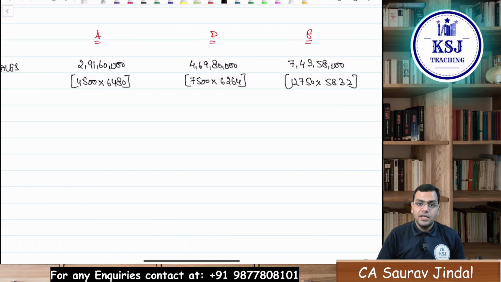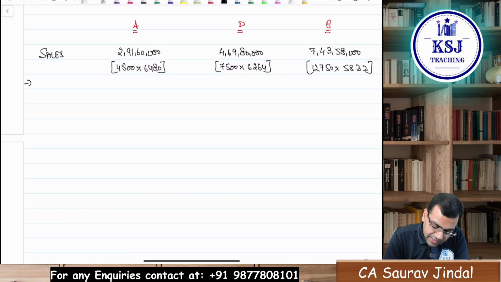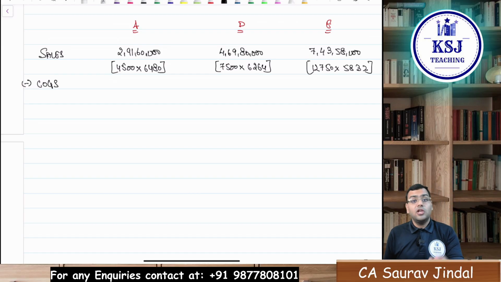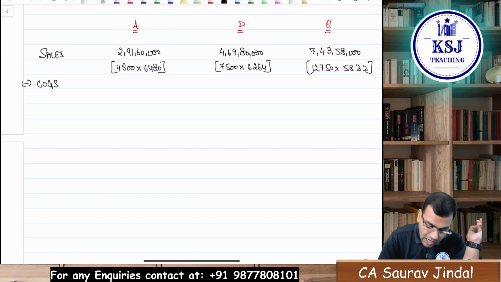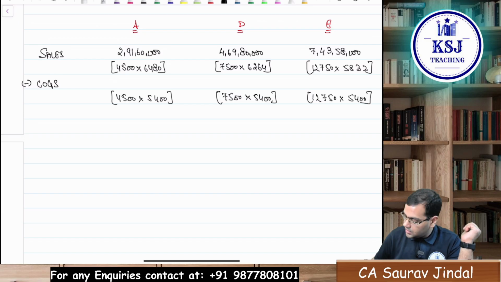Is this clear? This is sales. Now from the sales, what will I subtract? I will subtract my COGS. What is COGS? COGS is nothing but your purchase cost. How will you calculate purchase cost now? 4,500 units multiplied by 5,400, because 5,400 is the purchase cost per unit. 7,500 multiplied by 5,400 and 12,750 multiplied by 5,400.